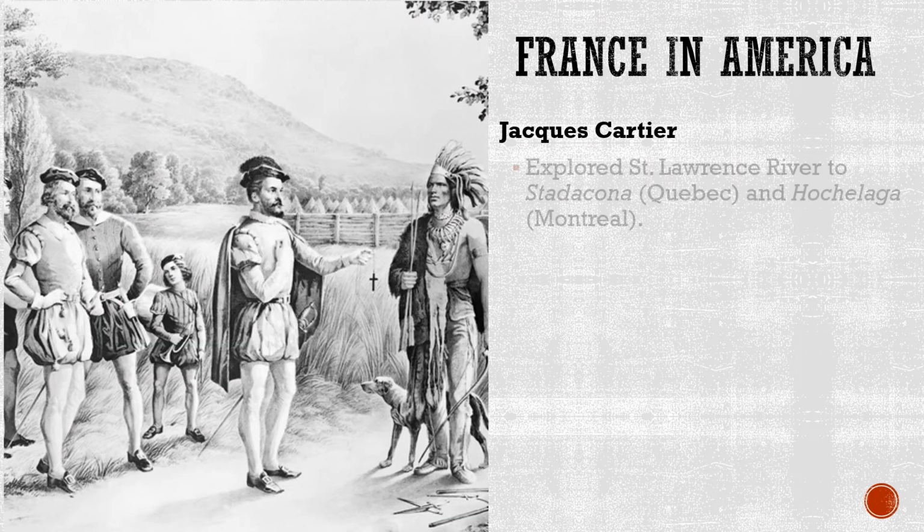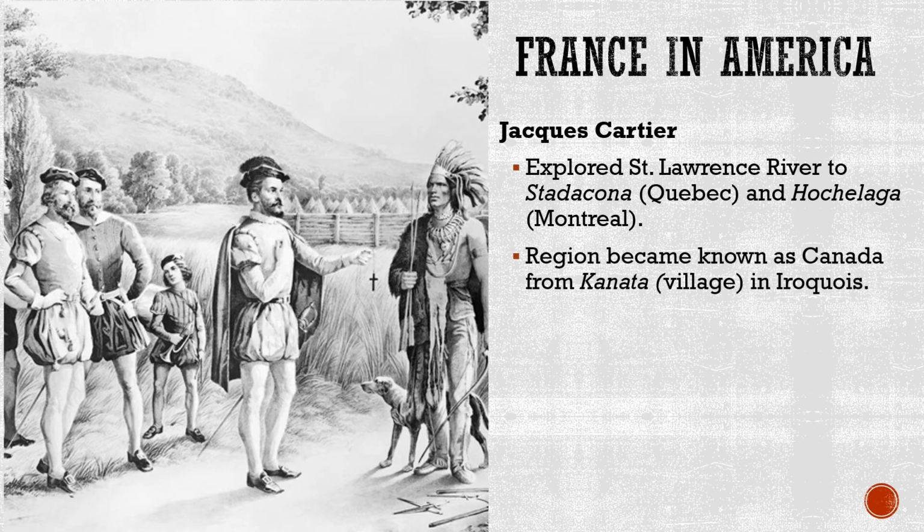When Jacques Cartier sailed up the St. Lawrence River, he actually found two major indigenous villages. One was called Stadacona, which is essentially where modern-day Quebec City is, and one was Hochelaga, which is essentially where modern-day Montreal was. And the region appears on a map that he drew for the very first time being referred to as Canada. And this is very interesting.